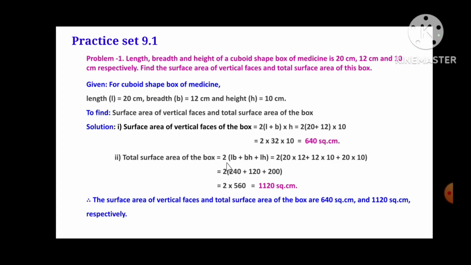Now total surface area of the box is equal to 2 into bracket LB plus BH plus HL, which is equal to, substituting the values, 2 into bracket 20 into 12 plus 12 into 10 plus 20 into 10. So here it will be 2 into bracket 240 plus 120 plus 200. That leads to 2 into 560, which will be equal to 1120 square centimeter. So in words, the surface area of vertical faces and total surface area of the box are 640 square centimeter and 1120 square centimeter respectively.